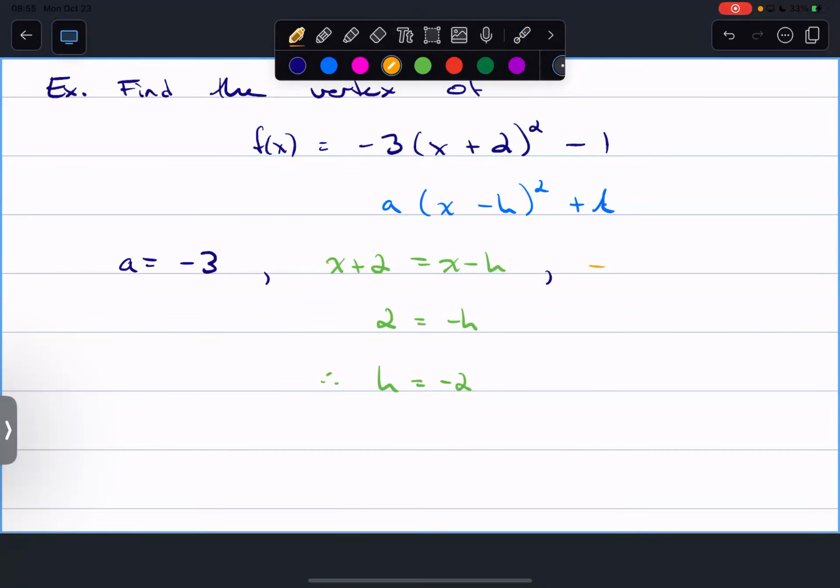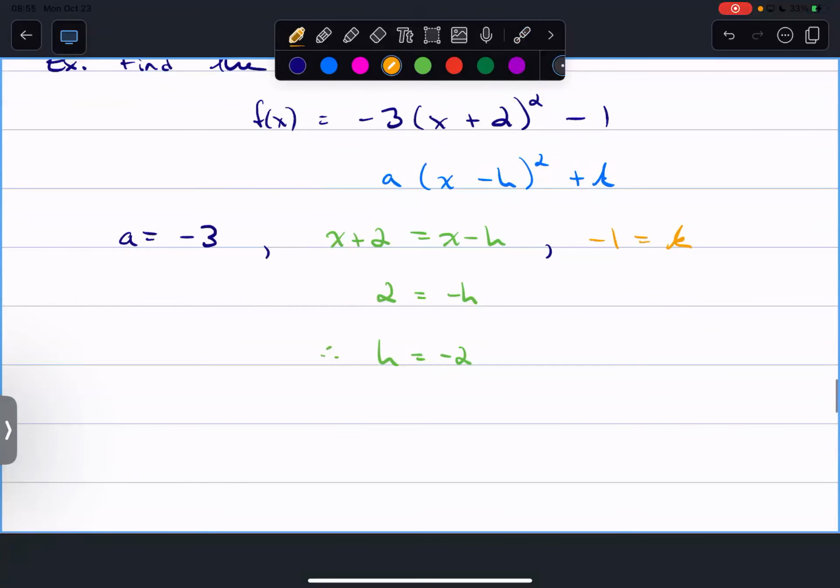So I have -1 is equal to k. I guess that's it. Wah, wah. Thought I was gonna have to do something. No, just -1.